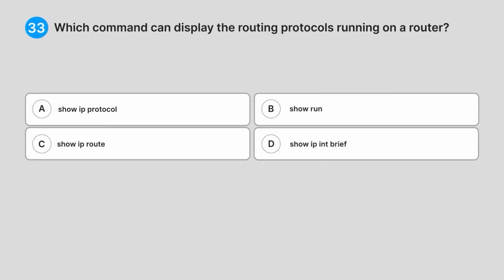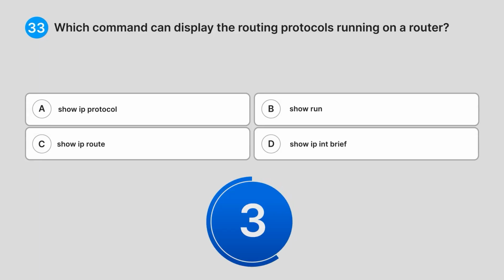33. Which command can display the routing protocols running on a router? A. Show IP protocol. B. Show run. C. Show IP route. D. Show IP int brief. What do you think is the answer?